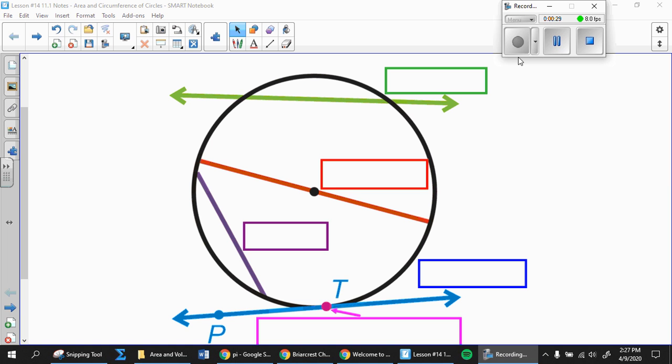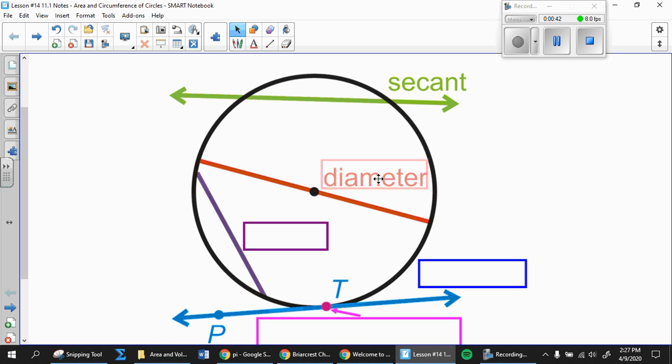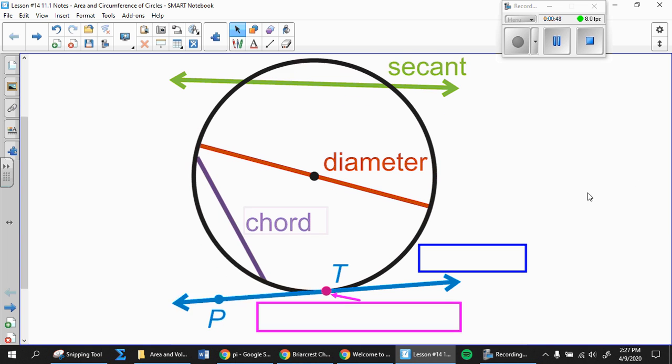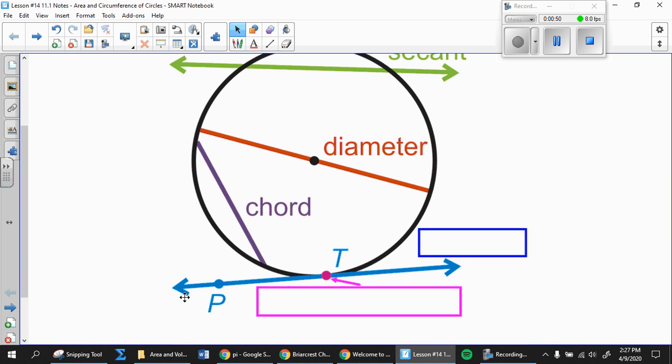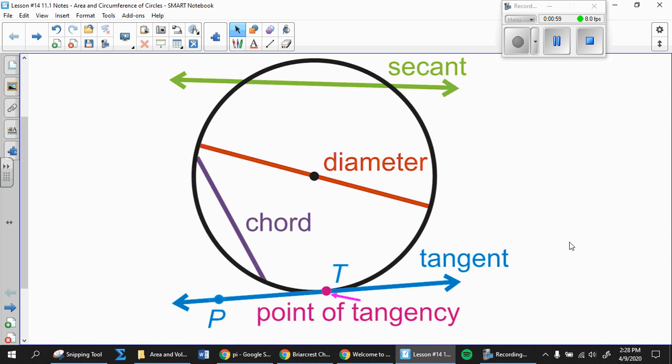Okay, a little bit of review from last unit. If we have a line that goes through the circle at 2 points, we have a secant. A segment that has endpoints on both sides of the circle and goes through the center is a diameter. A segment that has both points on a circle, but doesn't have to go through the center, is a chord. Then we have a line that touches the circle at 1 point, so it stays on the outside, that's our tangent. And then the point where that tangent touches is our point of tangency.